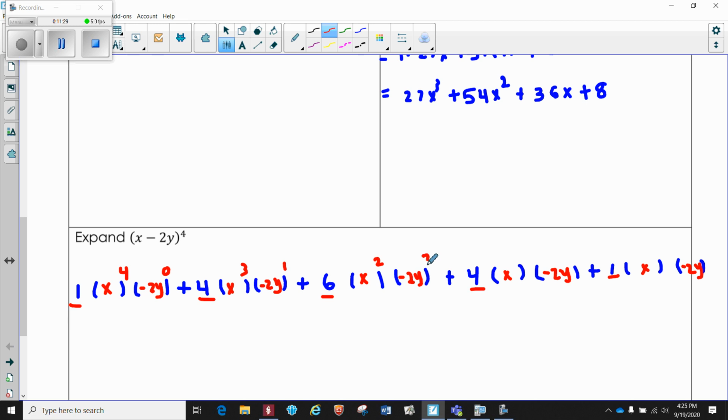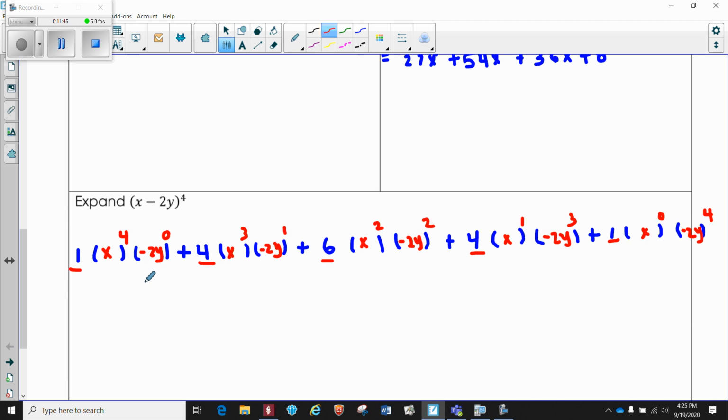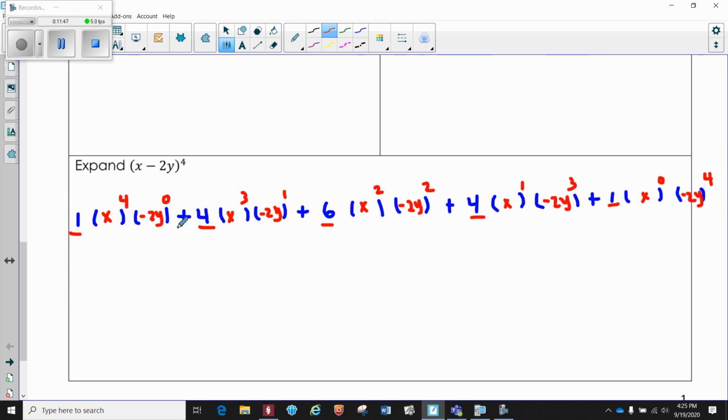2 plus 2 is 4. It's going to go 1 down, 1. It's going to go 1 up, 3. It's going to go 1 down, 0. 1 up, 4. Okay, and so that's the setup. Once you got this, this should be good. Right, anything to the power 0, this is going to be 1. This is 1. So this is just, the first term is just x to the 4th.